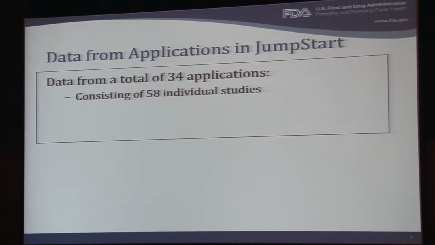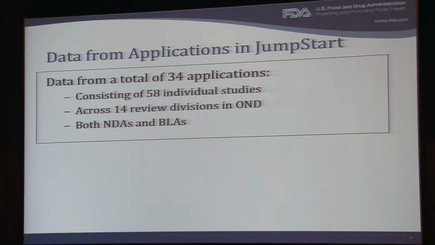So I do want to note that, of course, applications that are submitted typically have more than a couple of studies. So we don't have the bandwidth to go through every single study in the application. So we focus on the pivotal studies that are identified by the reviewer. These applications go across 14 review divisions, so that gives you a variety in terms of therapeutic areas and indications. So these are both NDAs and BLAs.